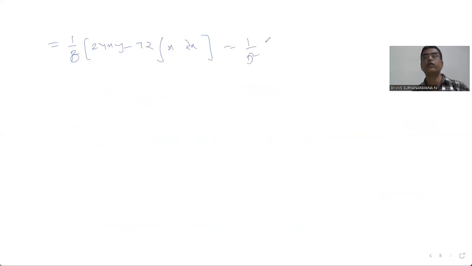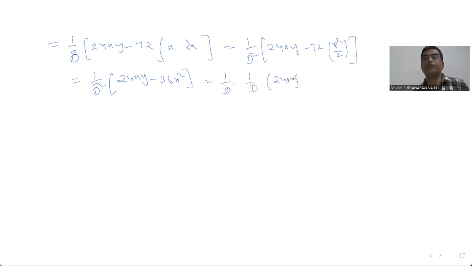So 1 by D square of 24xy minus 72 into the integral of x, which is x square by 2. So 1 by D square of 24xy minus 72 by 2, 36 x square. Now 1 by D square means 1 by D of this. Okay. And we know that 1 by D means integral with respect to x.